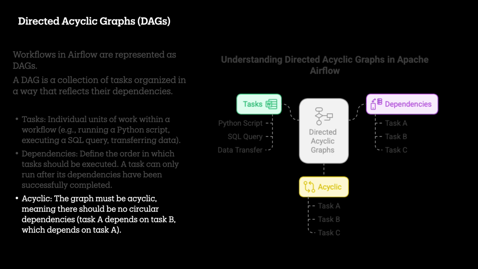Task A can be dependent on task B. Task B can be dependent on task C. But in this case, task B cannot depend on task A backwards again, or task C cannot be dependent on task A. So it will be in a sequence. Like I said, task A can be dependent on B and then B can be dependent on C, and that's acyclic.